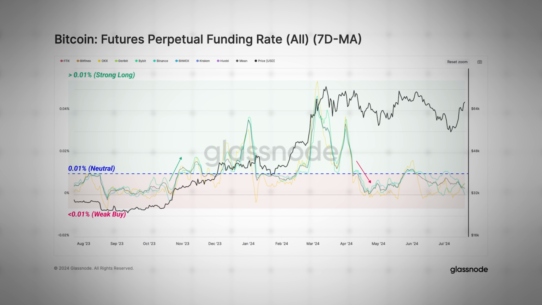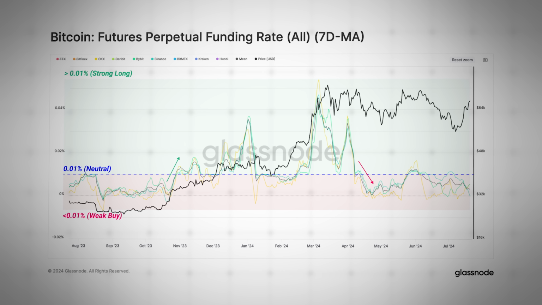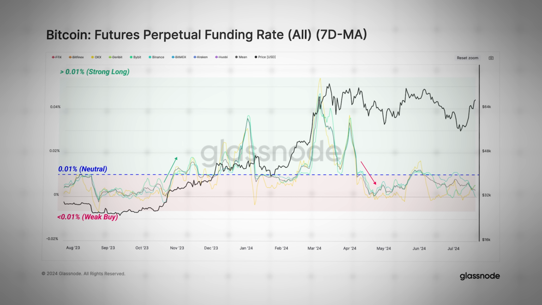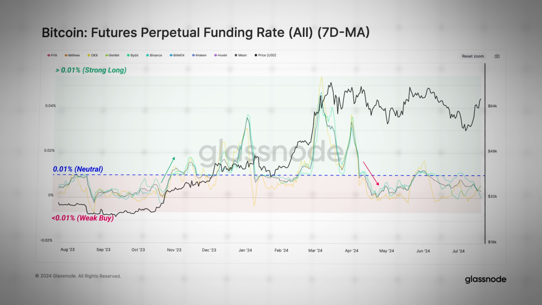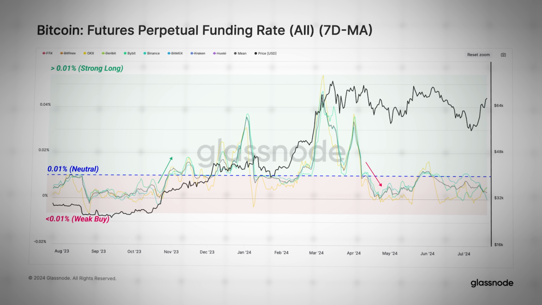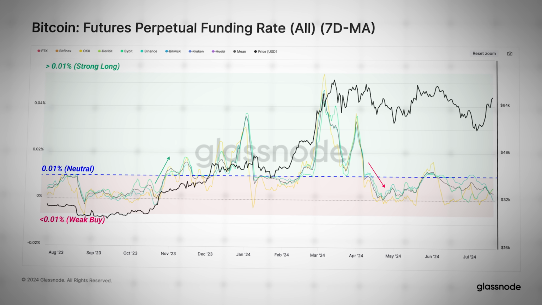The relationship between this and the price is really quite interesting, and you can see what it looks like over here with some analysis from Glassnode. For example, currently, although the price has been increasing, funding rates have still been sub-neutral, i.e. market participants aren't keen on opening long positions.